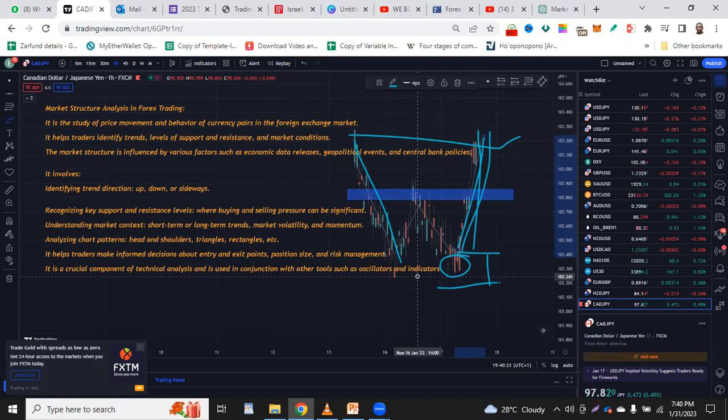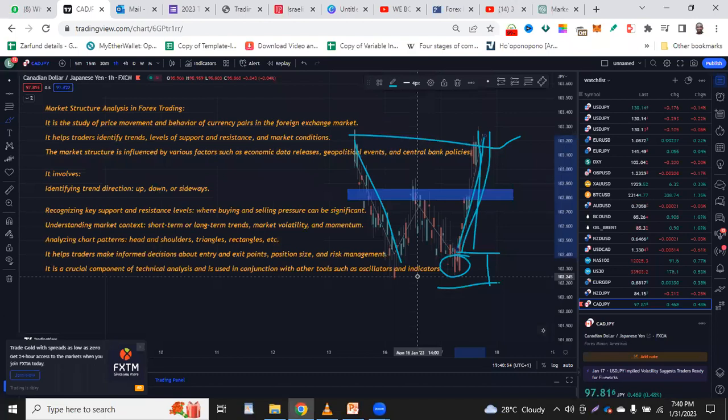Because indicators most of the time are lagging. They are called lagging indicators, because most indicators lag the market. And what that means is that they do not read the market very quickly. They will usually read the market when price has gone very far. And also, they don't have the capacity to get it right.